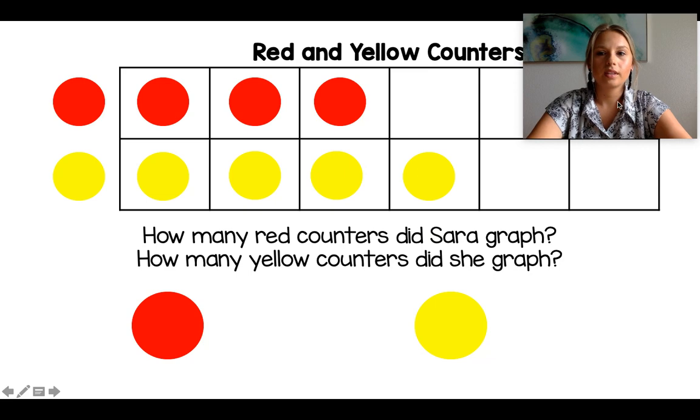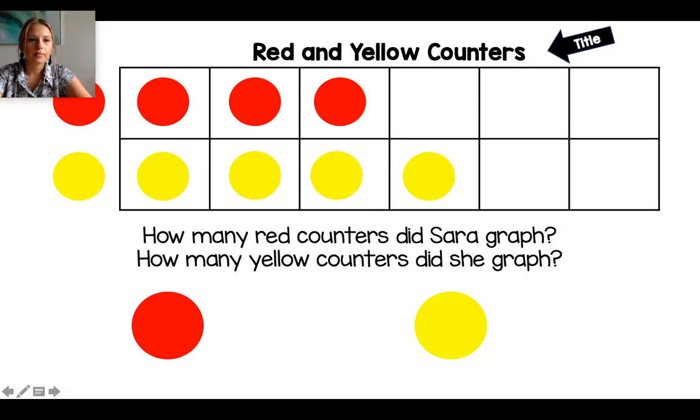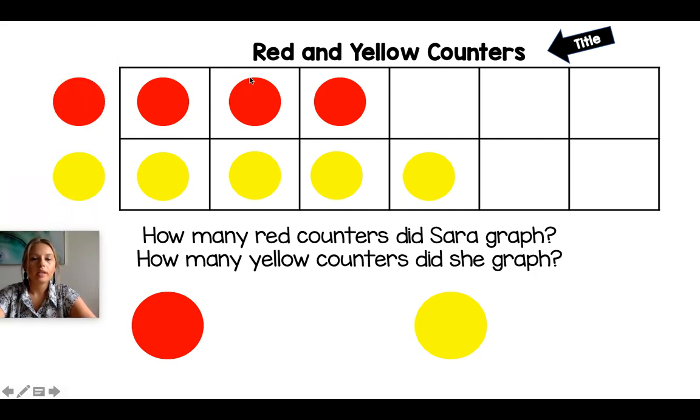Let's check it out. So here is her graph. I'm going to move to the very top over here. Okay, so here's her graph. Here's the title of the graph, Red and yellow counters. It looks like a 10 frame, but it's not a 10 frame. We see that over here on the top row, we put red. So 1, 2, 3 here. And on the bottom row, we were supposed to put the yellow. 1, 2, 3, 4. Do you see? This is her graph of her red and her yellow counters.